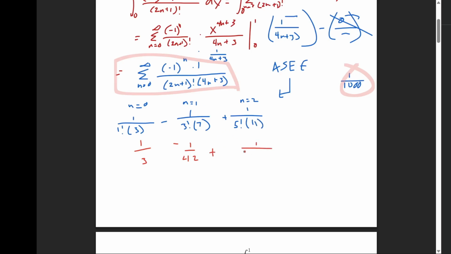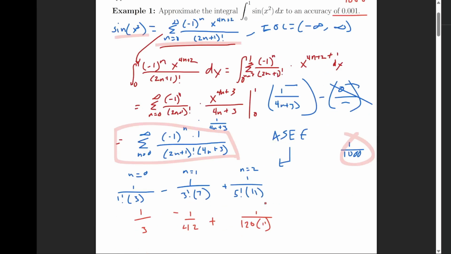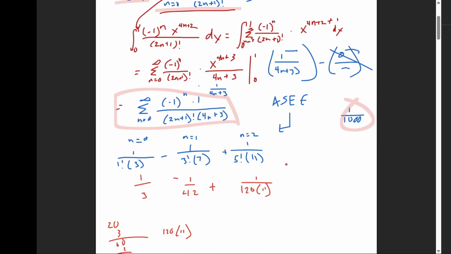So we have 1 over 5 factorial. Factorials, right? It's everything under it, so it's 5 times 4 times 3 times 2 times 1. 5 times 4, that's 20, 2 times 3, right over here. So that's 120, so we have 120 times 11, and that's a big number. You don't have to simplify this one because we know that's going to be smaller than 1 over 1,000. Unless he asks you for the bound, but then they're not.